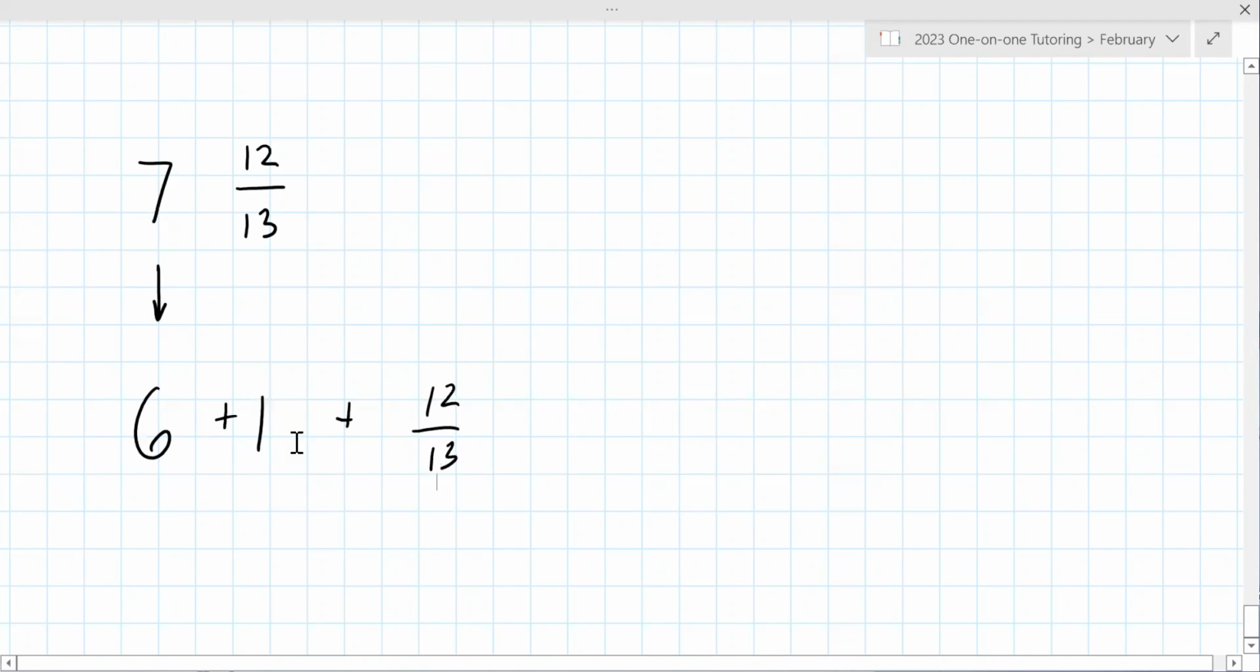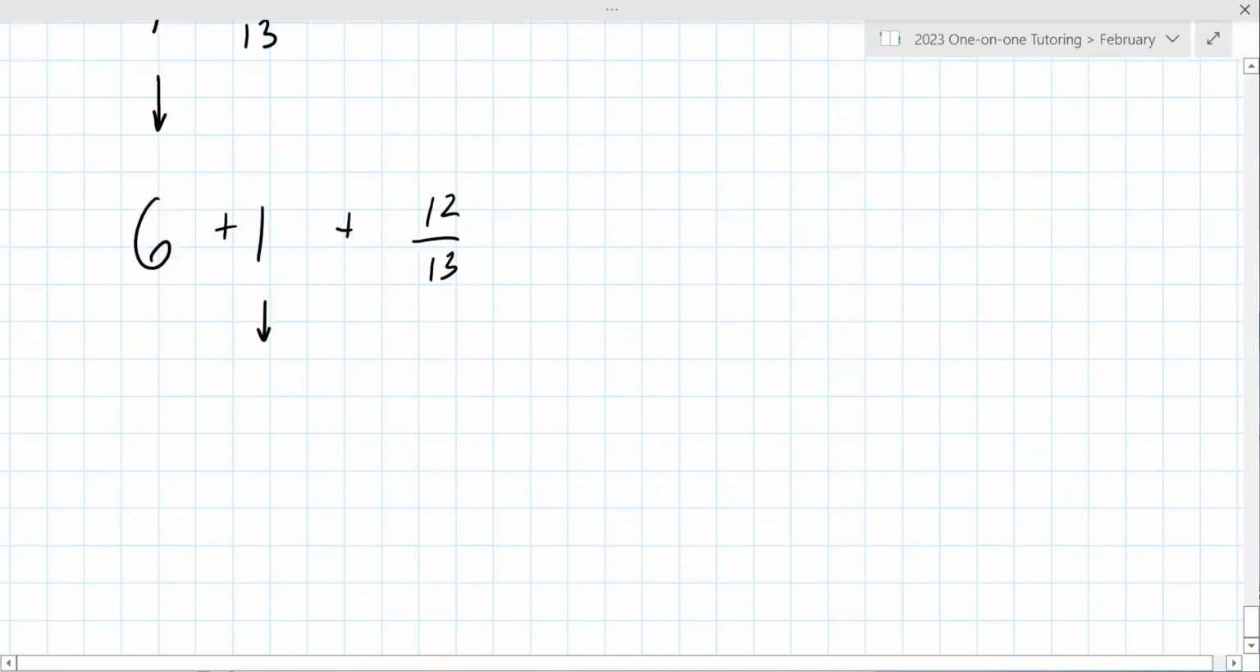Let's try another one here. Let's go 7 and 12 over 13. Okay. What does the 7 get broken up into? 6 plus 1. Plus 1, plus 12 over 13. Now, what does this 1 become? 7.